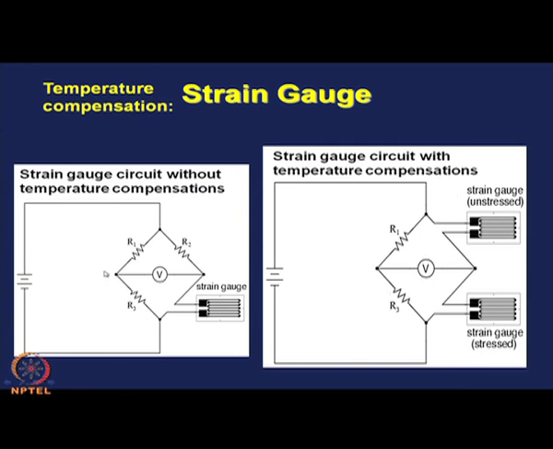So, this is the circuit diagram we previously discussed, which does not have any temperature compensation. One arm of the Wheatstone bridge has the strain gauge. To have temperature compensation, we take two identical strain gauges connected to two arms of the Wheatstone bridge. One strain gauge is stressed. So, this is attached to the specimen whose strain we are going to measure, and the other one is not strained. So, this is unstressed.